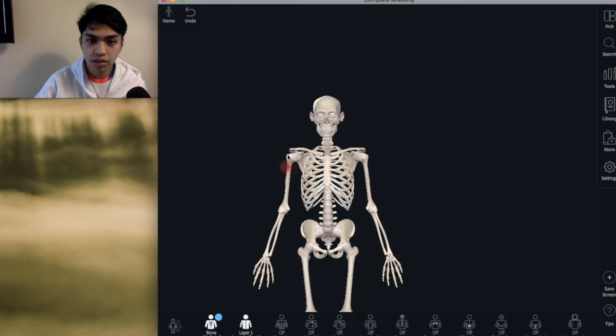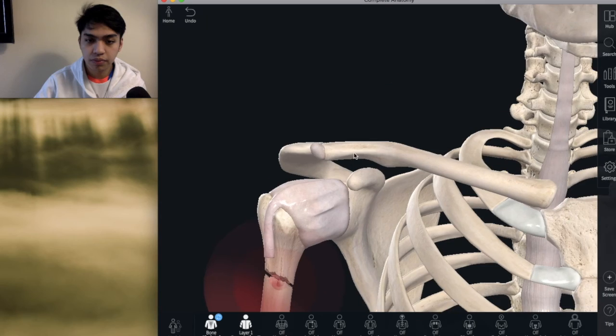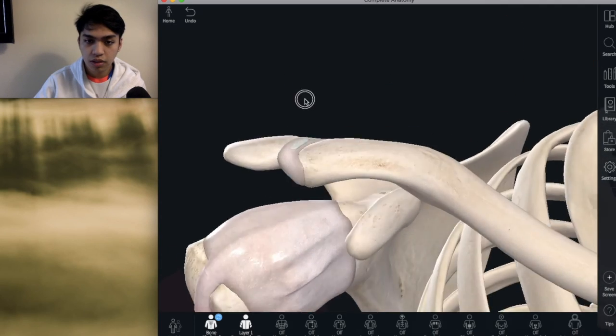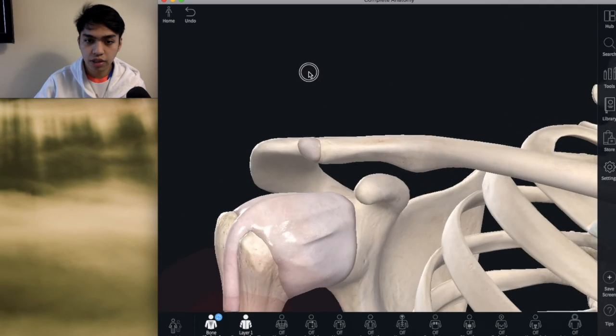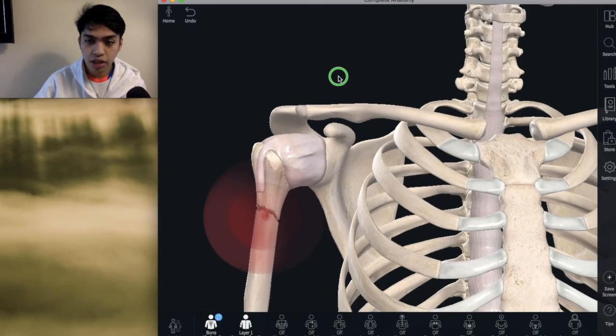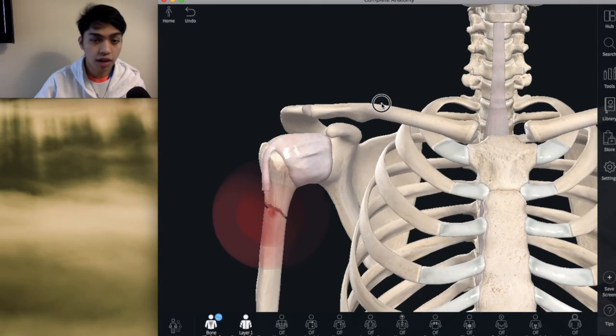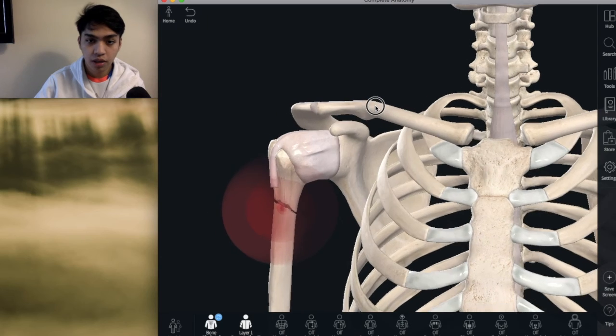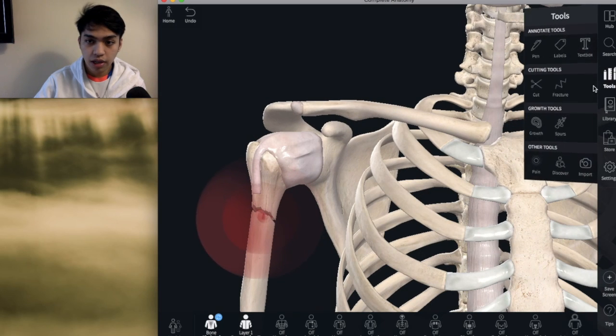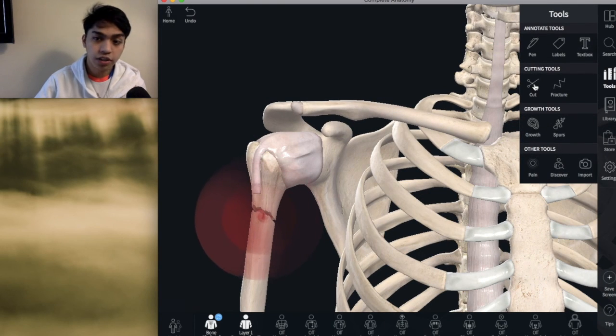Zooming in, and that is the acromioclavicular joint, which allows the articulation of the clavicle with the scapula. And again, the scapula is the posterior portion naman of the pectoral girdle.